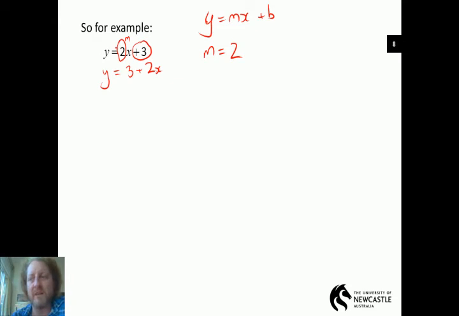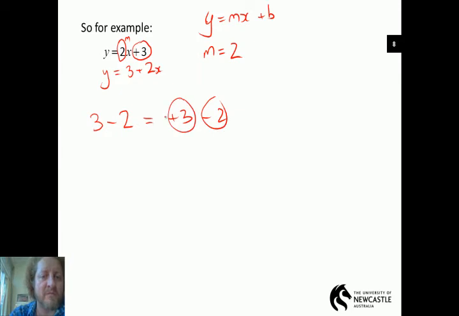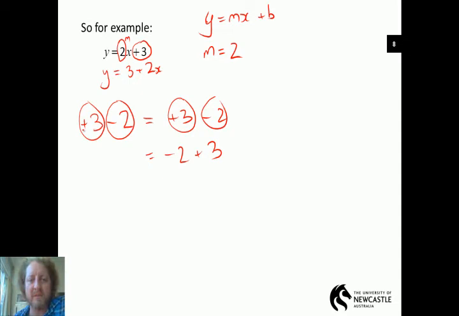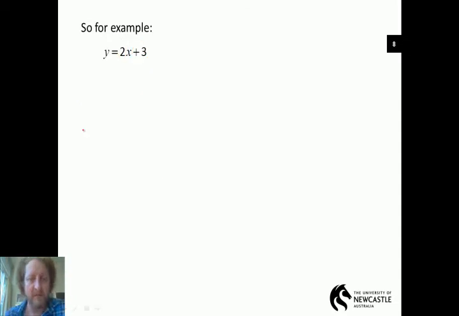Any number we ever look at owns the sign to its left. If I see a 3 and a minus 2, that means I've got a positive 3 and I've got a minus 2. I could write that as minus 2 plus 3 if I wanted. It's exactly the same thing. Every number owns the sign to its left. And if there's nothing there, we know it's positive. So anyway, gradient here is 2 and the y-intercept is clearly 3.